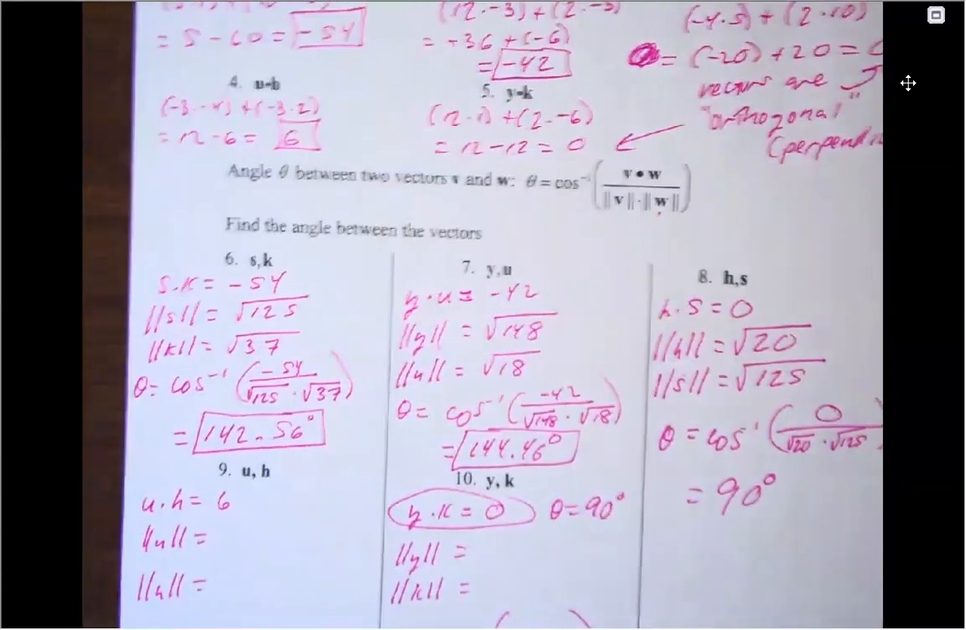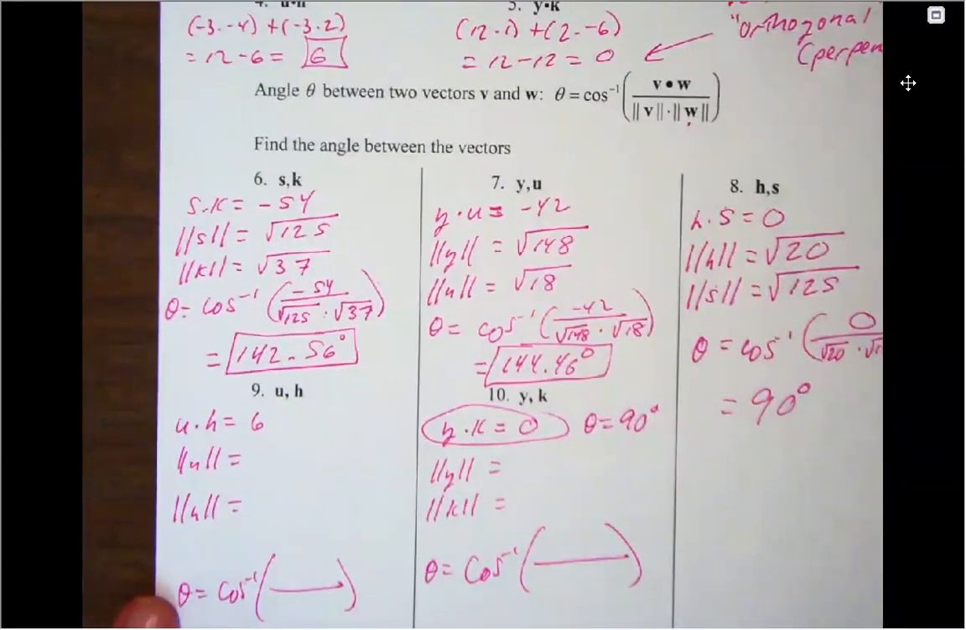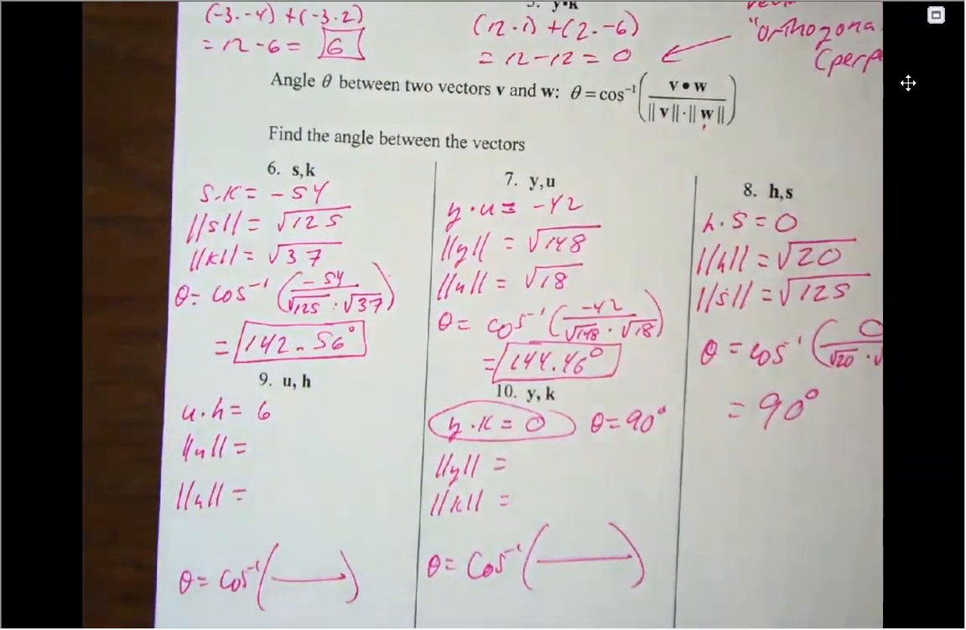Okay. Let's do number 9. Hector, did you get 0 for the angle or the dot product? If you got 0 for the angle, make sure that you're using inverse cosine. You might have used inverse sine accidentally. But make sure you're using inverse cosine.